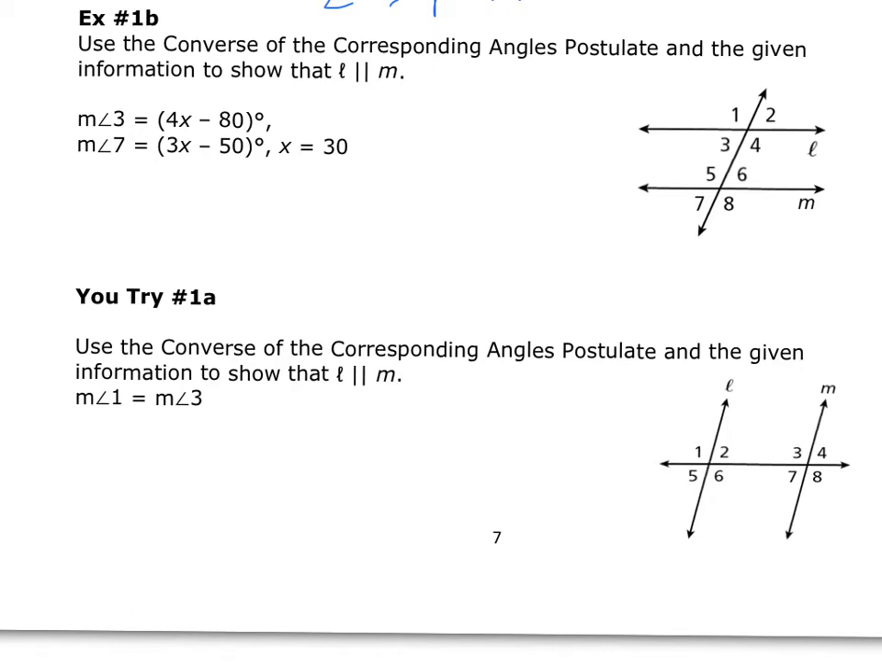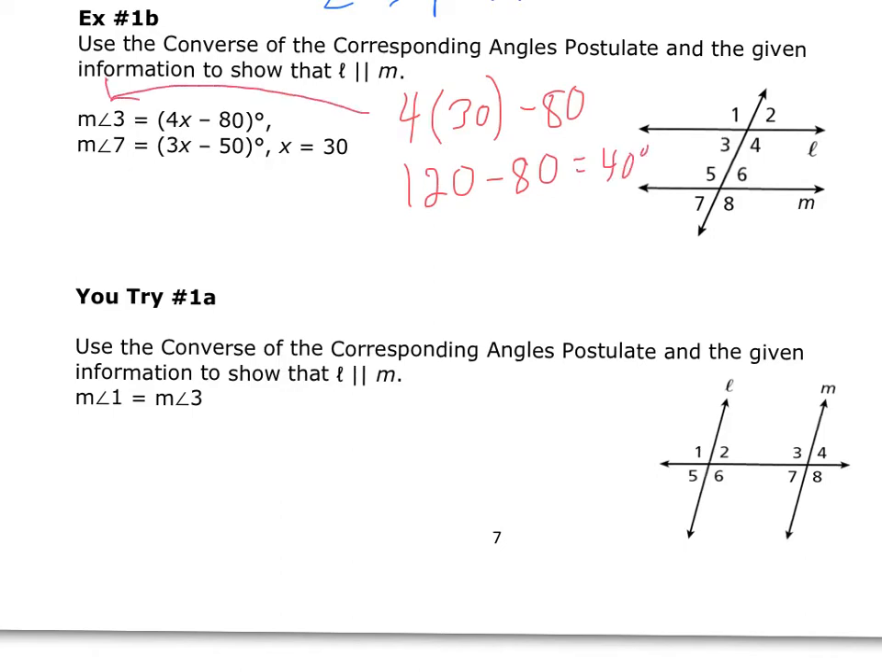In this second example, it says that measure angle 3 is 4x minus 80 and measure angle 7 equals 3x minus 50. We also know that x equals 30. So we need to figure out what these two angle measures are. We can simply plug in 30 everywhere we see an x. So 4 times 30 minus 80. 4 times 30 is 120, and if we subtract out 80, we get 40 degrees. So measure angle 3 is 40 degrees.